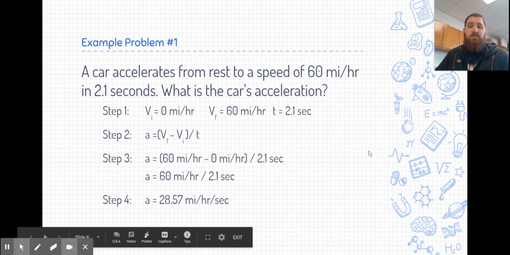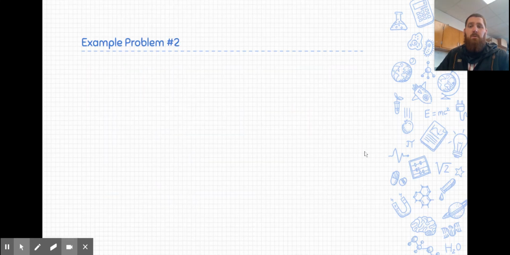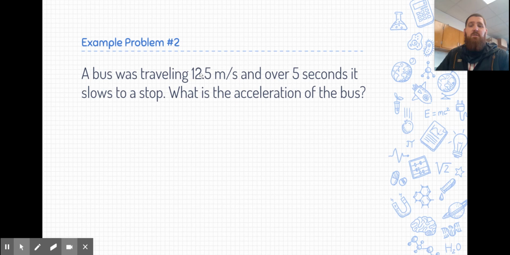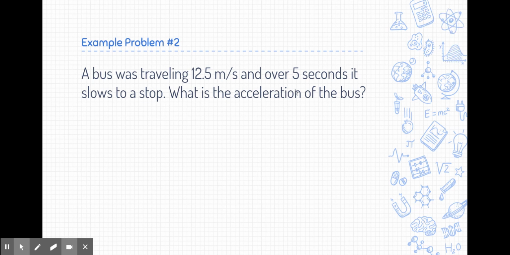Now on the next question, we have a bus that was traveling 12.5 meters per second, and over the next 5 seconds, it slows down to a stop. What is the acceleration of the bus? Again, the first step is to identify what the question is giving us. Our initial velocity is 12.5 meters per second. VF is 0 meters per second because we know we're coming to a stop, which means we're no longer moving. And then our time is 5 seconds.